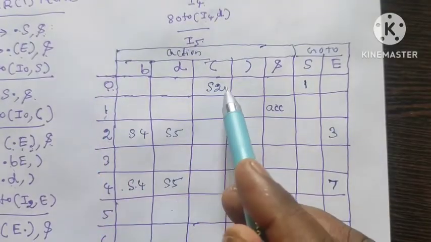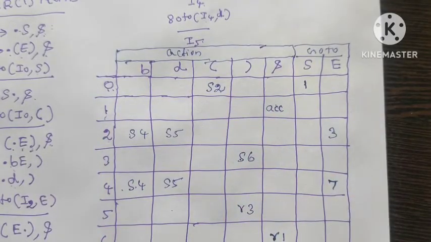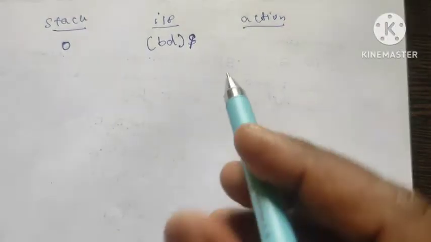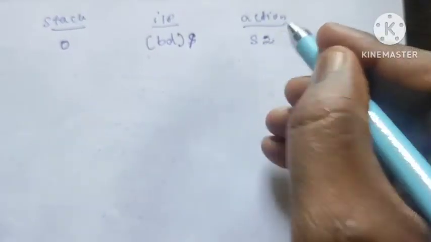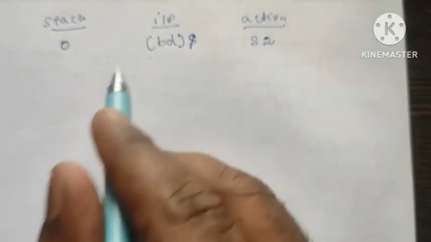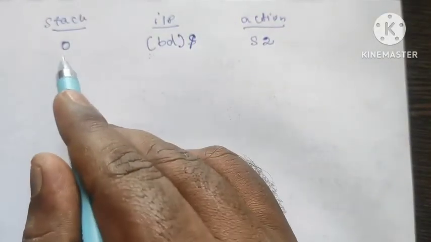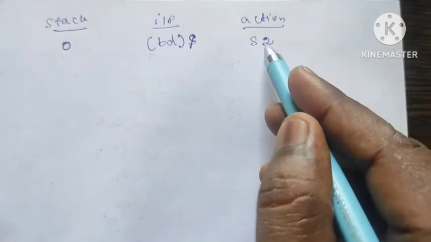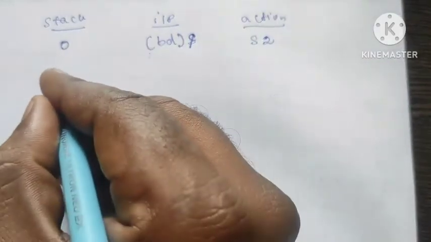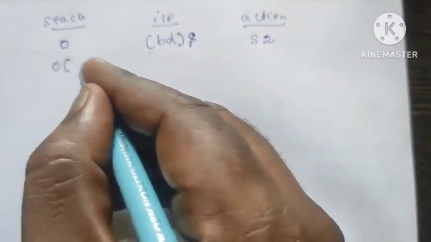So 0 and open brackets is S2, isn't it? So I write it as S2 here. If it is a shift action, what you have to do? You have to shift one element from the input to the stack. And then shift this number also. So when I shift it, 0, open brackets is here, and then 2.